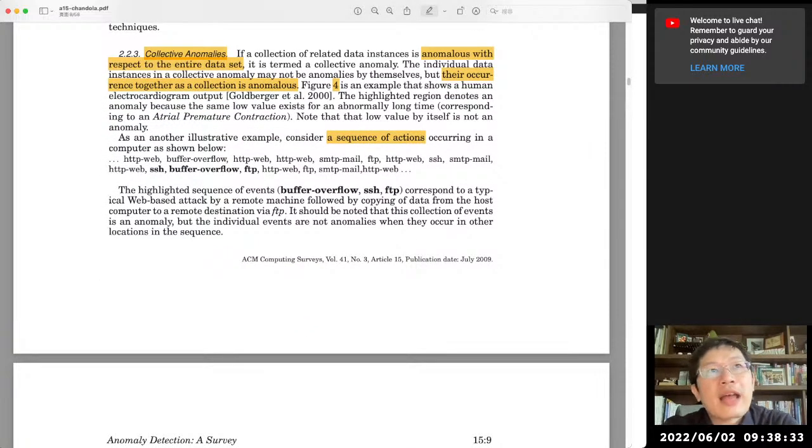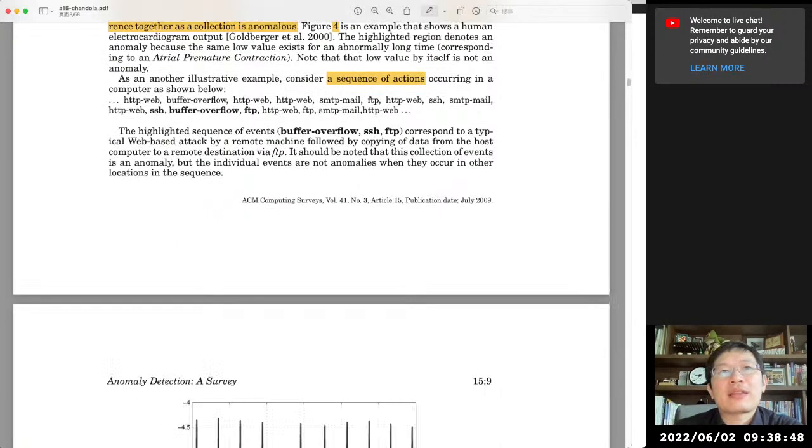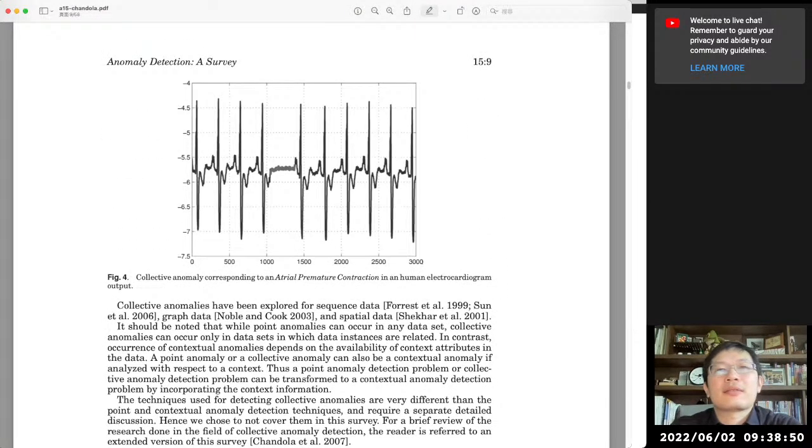So that is called contextual anomaly. The third kind of anomaly is called collective anomalies. The definition is that a collection of related data instances is anomalous with respect to the entire data set. Let's take a look at figure 4. I think that is easier for you to understand the concept.